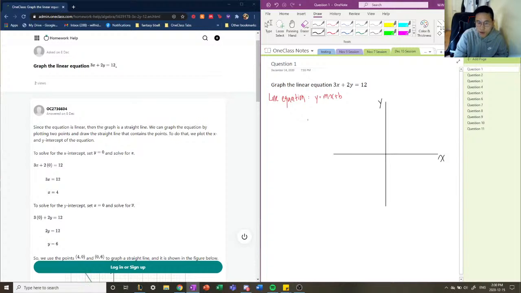And I guess the alternative method that you guys can use is rearranging this equation to the standard form and finding the slope and the y-intercept. But we're going to do what the junior tutor does.